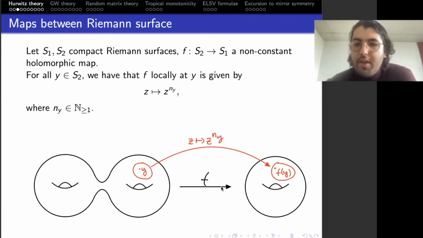So once again, we have this picture from before. We have a holomorphic map between two compact Riemann surfaces. We take the point y and we take the point f of y, and we can look at open charts around y and f of y, and in the coordinates of these local charts, this map is given by z is mapped to z to the n_y, where n_y is a positive natural number. So once you actually have this monomial structure, this n_y doesn't depend on the choice of the charts.